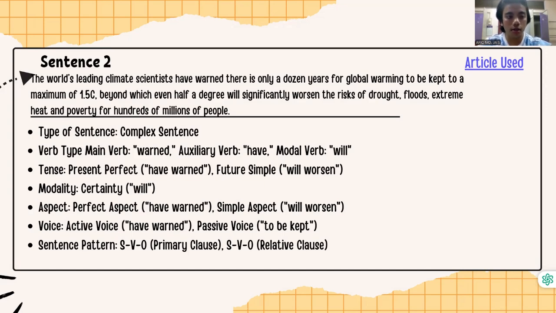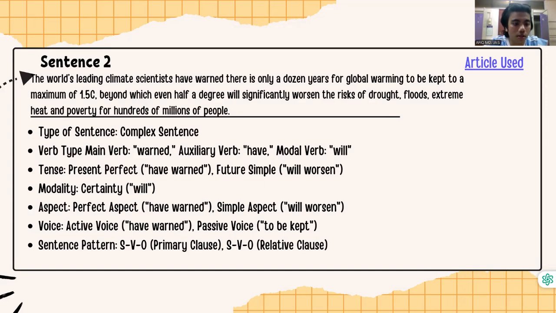So let's analyze the sentence. As we can see, the sentence is a complex sentence. The verb types are want, auxiliary verb have, and modal verb will. The tenses used in the sentence are have won, which is present perfect, and future simple, which is will worsen. The modality of the sentence is certainty, which is will, and the aspect of the sentence is perfect aspect, such as have won, and also simple aspect, such as will worsen.